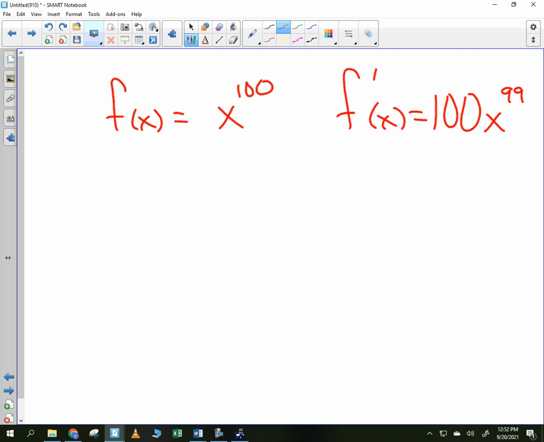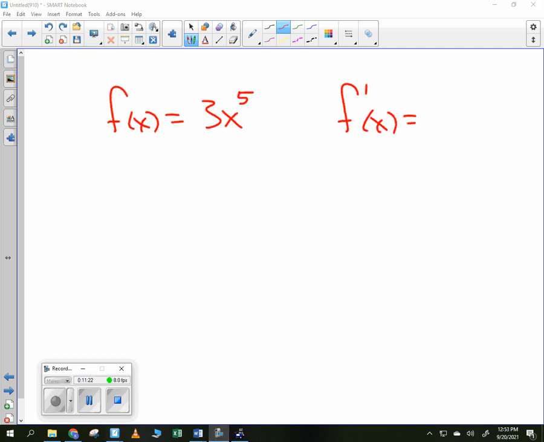Why are they related? So you get it both ways. Watch. If you have a multiplier out front, you just drop the 5 in front, it will be 15x to the 4th. Look at how fast that happens.